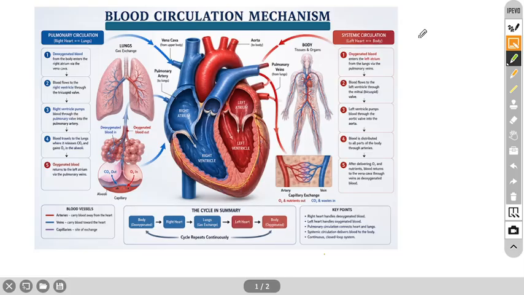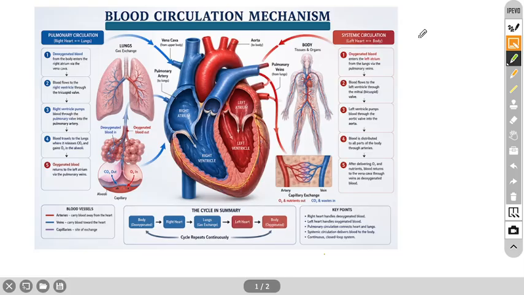Pulmonary circulation is the process of transfusing blood from the heart to the lungs and from the lungs to the heart. Systemic circulation is the mechanism by which blood is transferred from the heart to the body and from the body back to the heart.